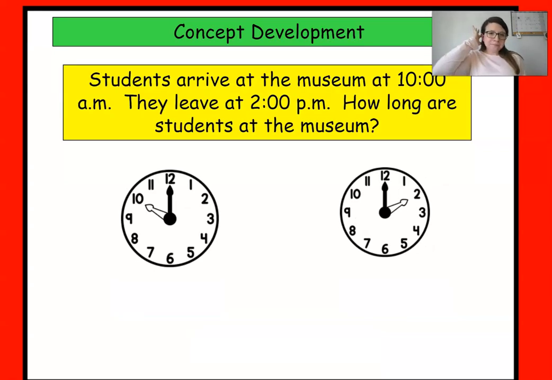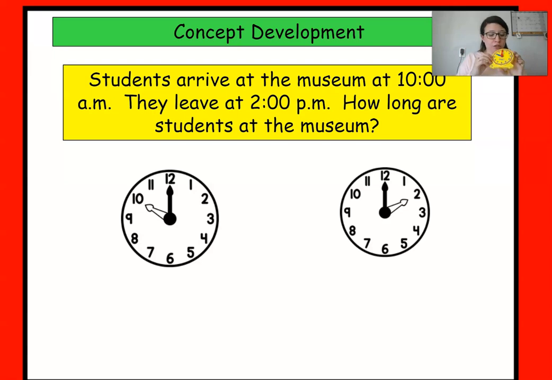All right, let's try this one. Students arrive at the museum at 10 o'clock a.m. Is that in the morning or the afternoon? Morning. Very good. I'm going to set my clock to that time. And they leave at 2 p.m. That's a nice long field trip. How long were they at the museum? So this is going to get a little tricky because we can't just subtract 10 from 2, because we're crossing over this way. Our clock is going from 10 o'clock to 2 o'clock.